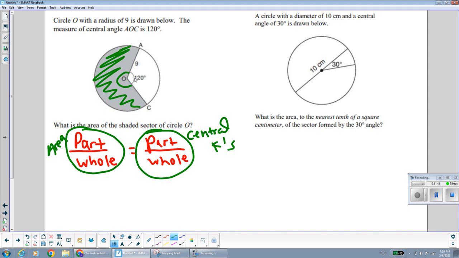360 minus 120. And that's 240 degrees. So we're going to need that. Let me put that over here. I was almost finding the area of the incorrect sector.